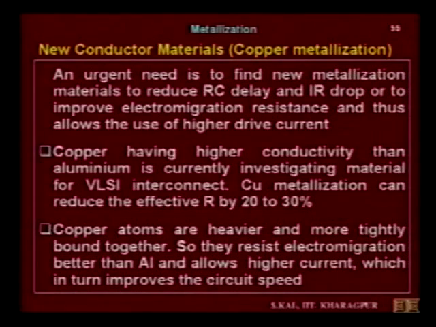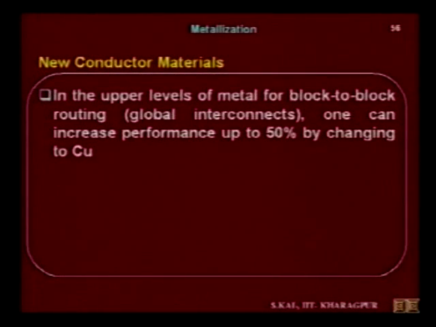And if it is electromigration resistant, then it allows higher current, which in turn improves the circuit speed. So for improving the circuit speed, higher current is another important consideration. Okay. These are the advantages of copper that people are trying to exploit. But initially they failed because of certain problems. And what are the problems? Let us see in the next slide. The problems are mentioned in the next slide.